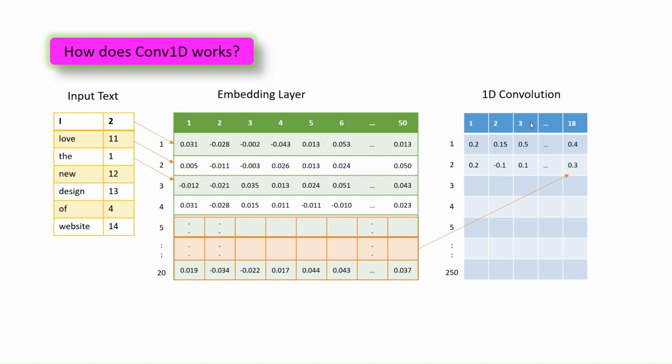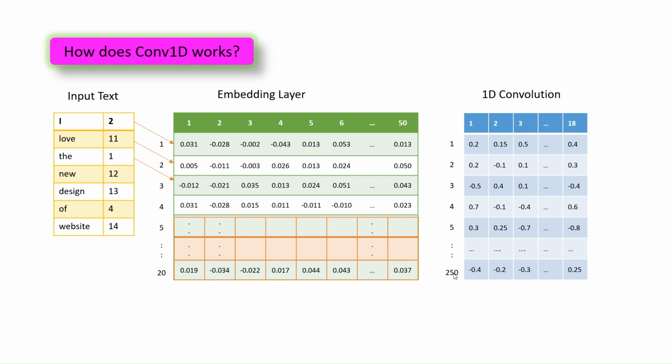Thus, just assume we have defined 250 such filters for the convolution operation. So for every filter, you will get 18 outputs like this.